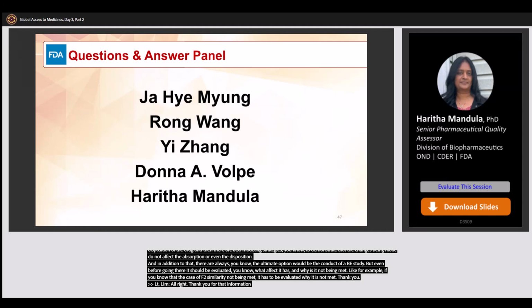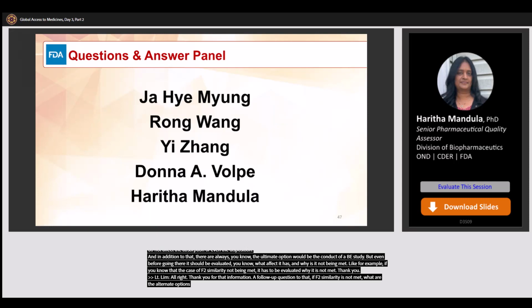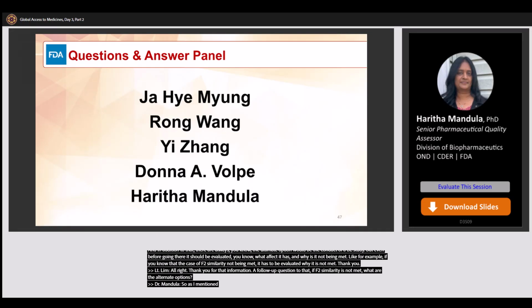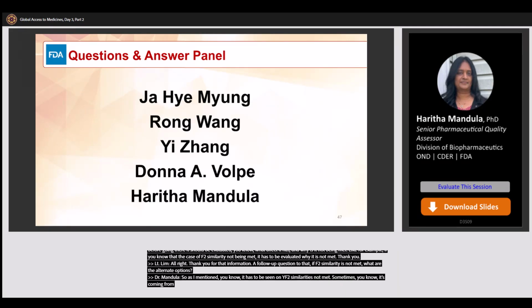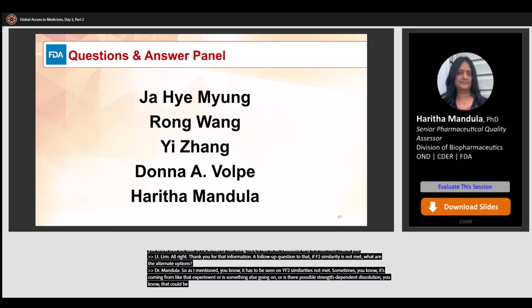Follow-up question to that, if F2 similarity is not met, what are the alternate options? So as I mentioned, it has to be seen why F2 similarity is not met. Sometimes, is the noise coming from the experiment or is something else going on? Is there possible strength-dependent dissolution? That could be one possibility. Or is there compositional proportionality?